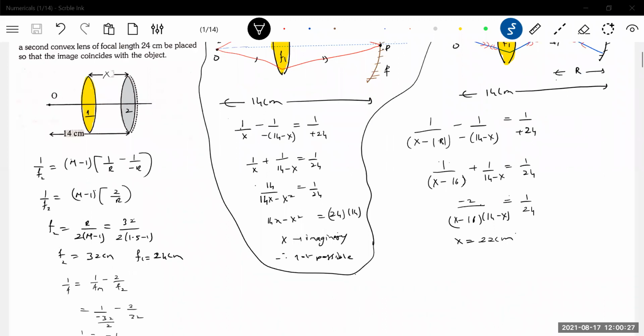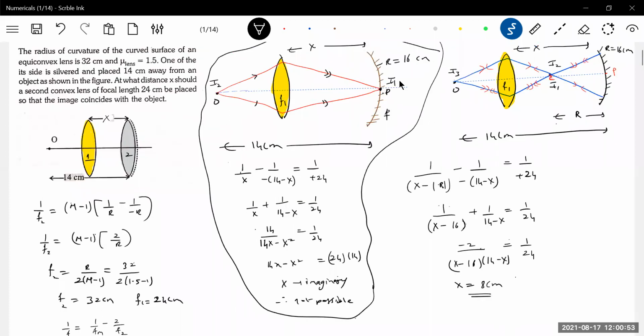Five point two. 22 centimeter or 8 centimeter. 8 centimeter we will take it. Yeah, 8 or 8.5 something. Okay. Yeah, fine.